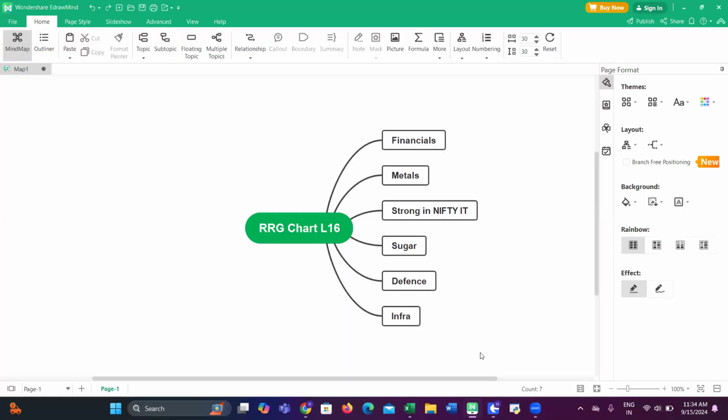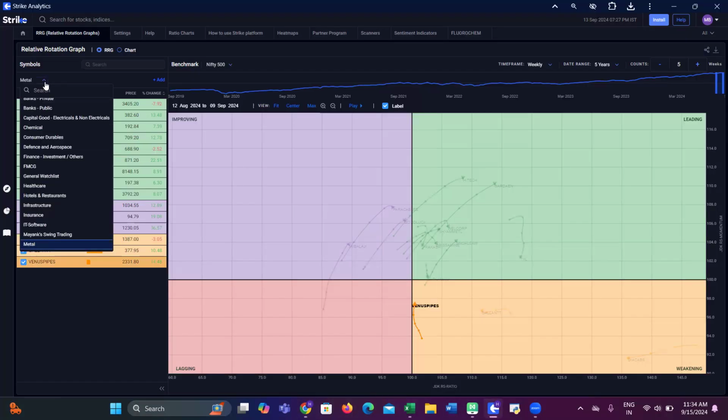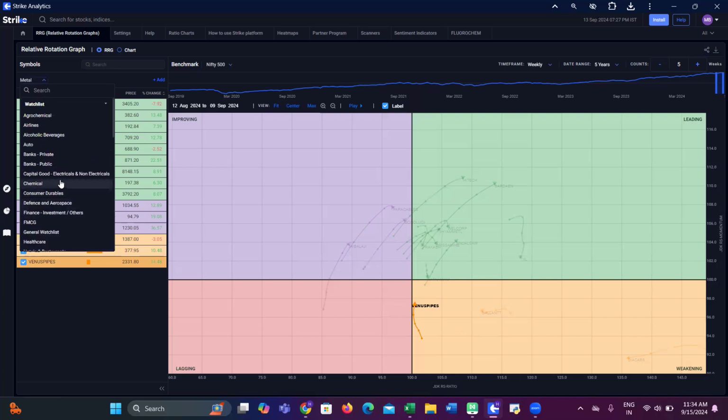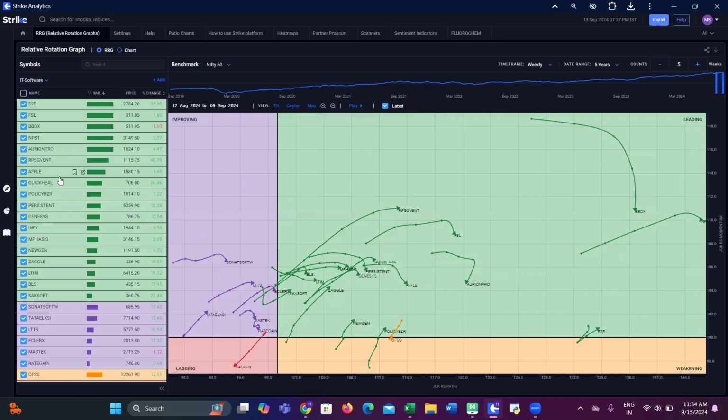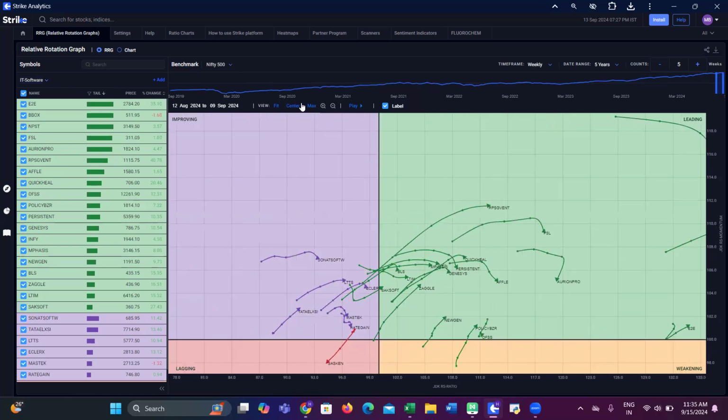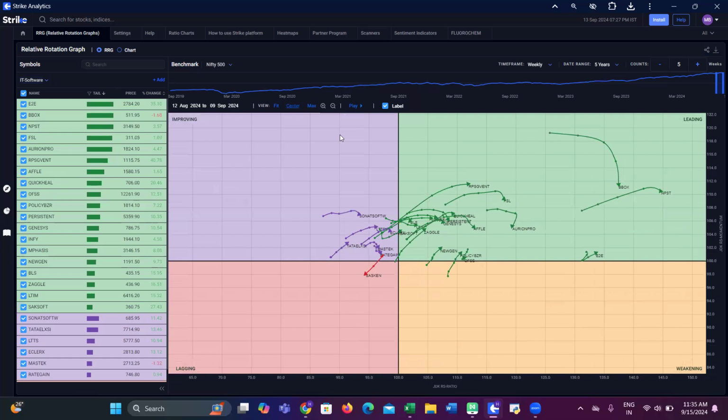And then let's look at the next one, strong in Nifty IT. Let's look at which are the stocks strong in the Nifty IT. Let's look at this. Nifty Midcap IT and software. Just a minute. And let's put Nifty 500. All right, let's look at this center. And I can enlarge this.